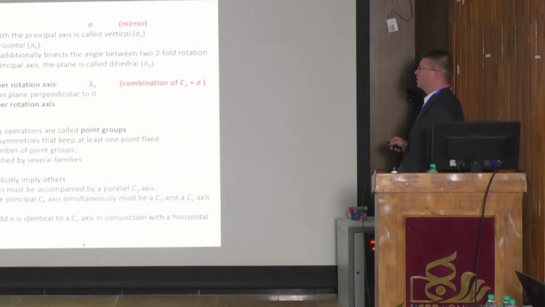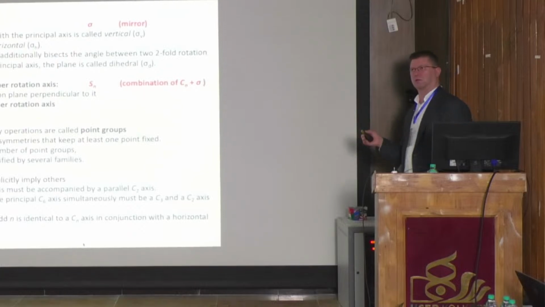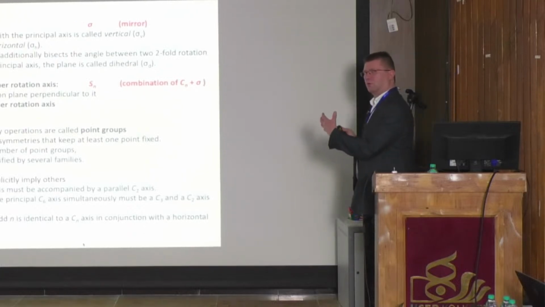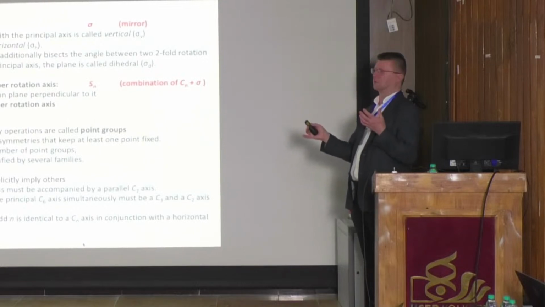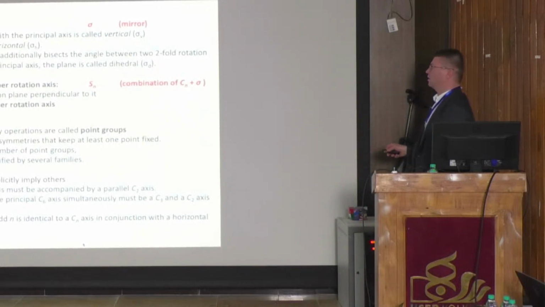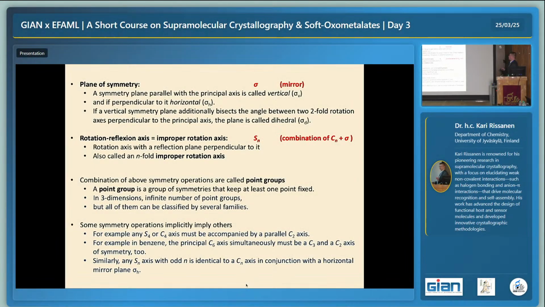And then there can be additional symmetries included, simply by adding up this symmetry element and that symmetry element combined. We can have a rotoreflection axis, or improper rotation, called S n, which is a combination of rotation and mirror. These are the possibilities we have in principle in molecular symmetry, meaning in a gas phase or solution, where there is no reference to anything else.